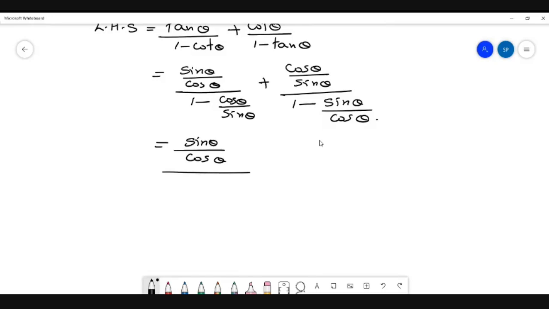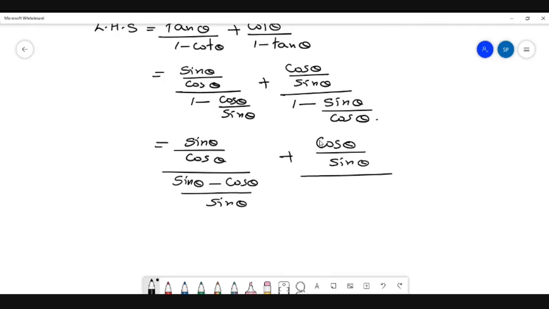Now again it is equal to sin theta by cos theta whole divided by, now simplify the denominator, 1 into sin theta, that is sin theta minus cos theta divided by sin theta, plus cos theta by sin theta whole divided by 1 into cos theta is cos theta minus sin theta divided by cos theta.